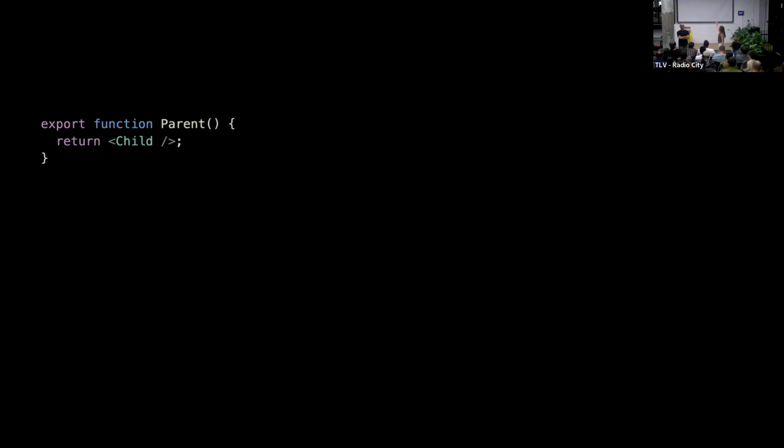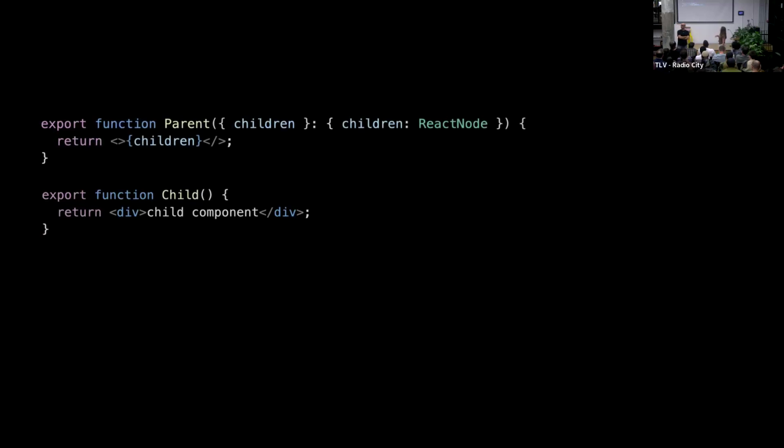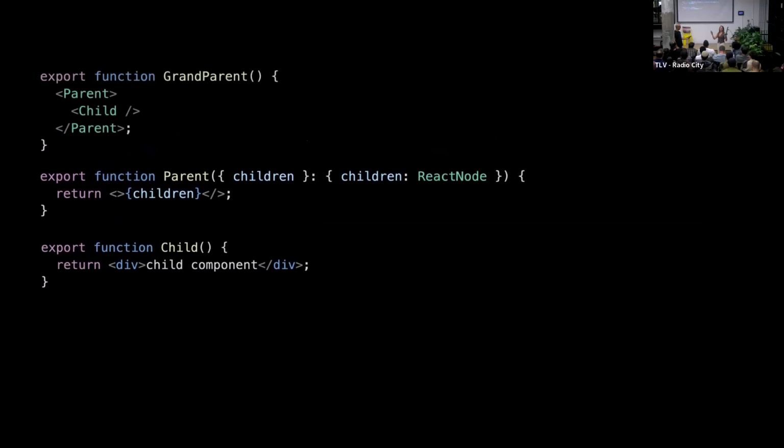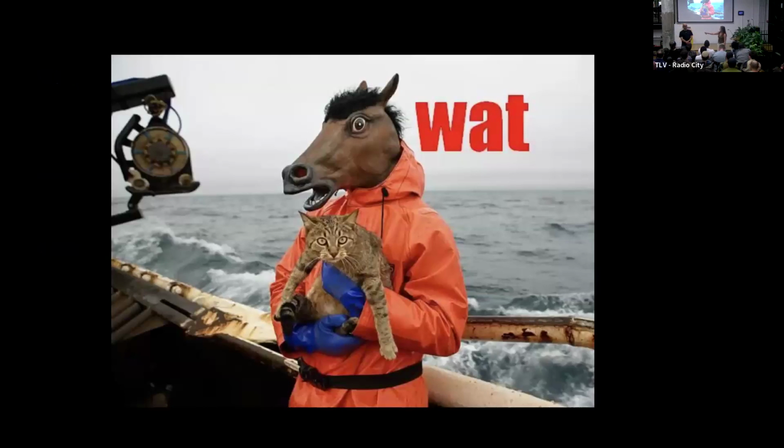We have this parent component, it renders a child component, and then we have this child component, really, really easy. When parent re-renders, the child would re-render, easy. Let's say that instead, parent would accept children. And we would have this grandparent component that renders parent and renders child as parent's children. So if grandparent re-renders, parent and child render. Easy. But if parent re-renders, child doesn't. What?